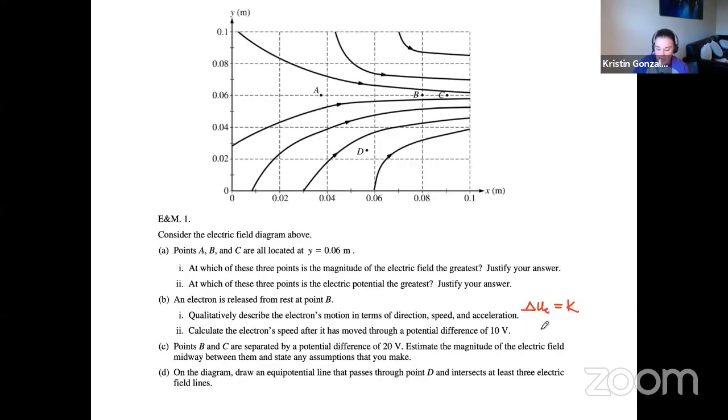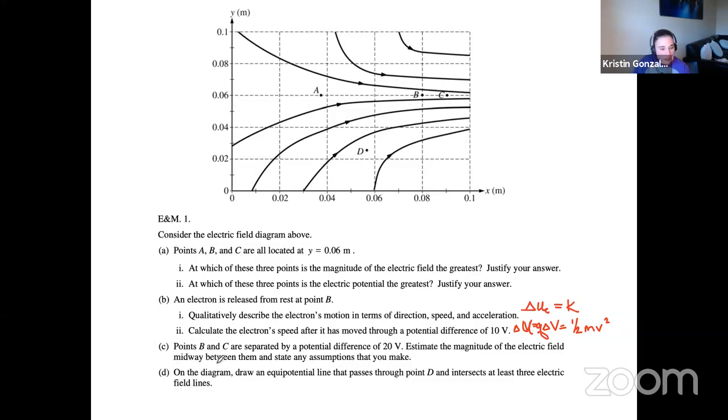Okay, so how do we get that electric potential energy? Well, we know that if V is equal to U over q, then U is equal to qV. But if we want delta U, then really I want q delta V. And that's going to be equal to our 1/2 mv squared. And then we could find out what that velocity is using that potential difference of 10 volts.